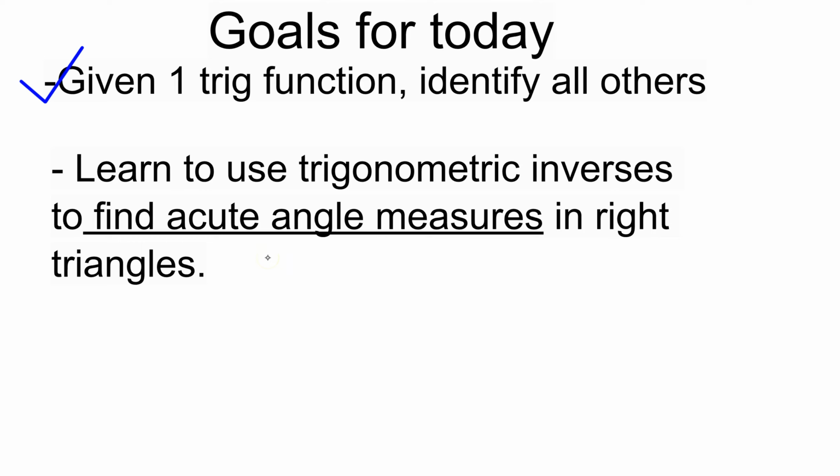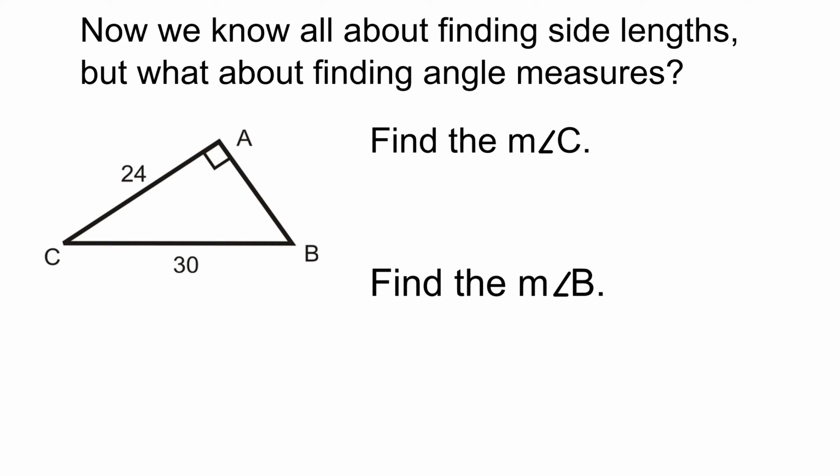It says, learn to use trigonometric inverses to find acute angle measures in right triangles. All right, so let's take a look at the first example here. Now we know everything about all the sides. Now we have to learn how we can find angle measures. So we have this picture here, triangle ABC, and we're given some side lengths here, 24 and 30.